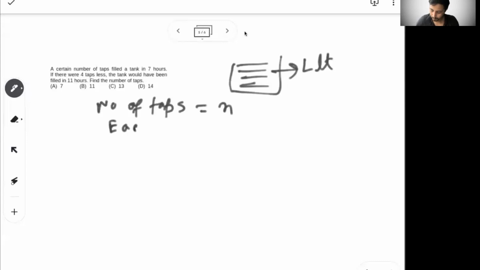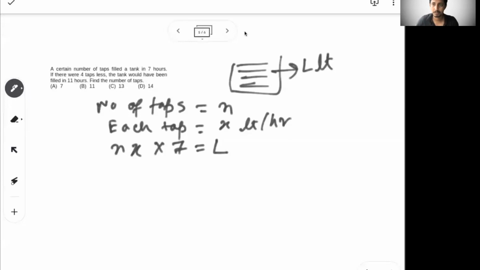So each tap, let's say x liter per hour. So can I say then n taps, for each tap x liter per hour? So for n taps it will be nx liter per hour, working for 7 hours can fill the tank. So nx into 7 should be equal to L, the total. Similarly, if you have 4 taps less, so (n minus 4) x, then they are saying 11 hours, so (n minus 4) x into 11 equals L, right? So let's say this is equation 1, equation 2.